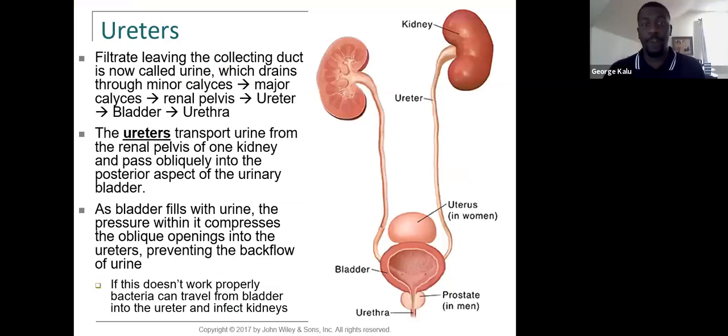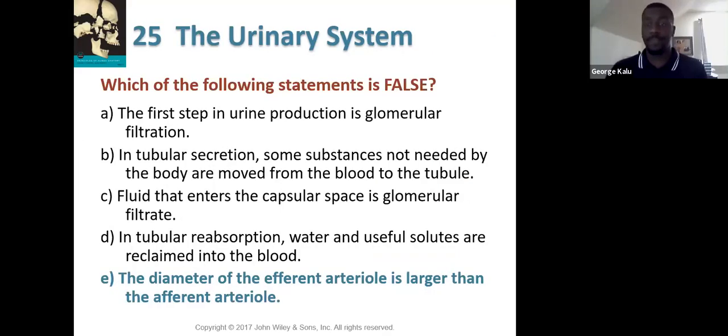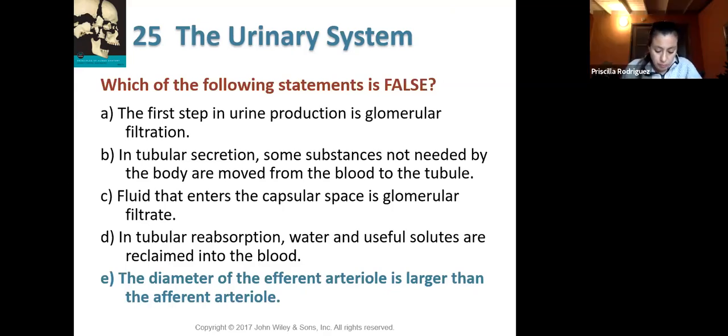Okay, so that's how we end up forming that urine. Any questions on the urine formation here? No, not right now. Okay.